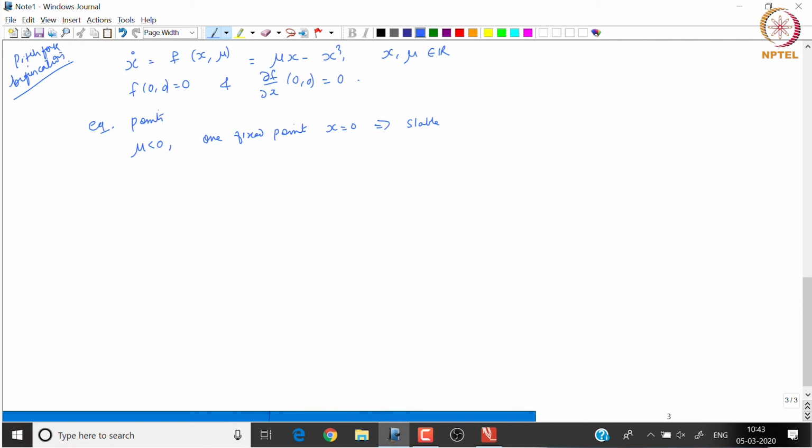Okay, and for mu greater than 0, you have x equal to 0 which is now unstable, and in addition you have two new fixed points which are given by x square equal to mu, or x equal to plus minus square root of mu, and both of which are stable.